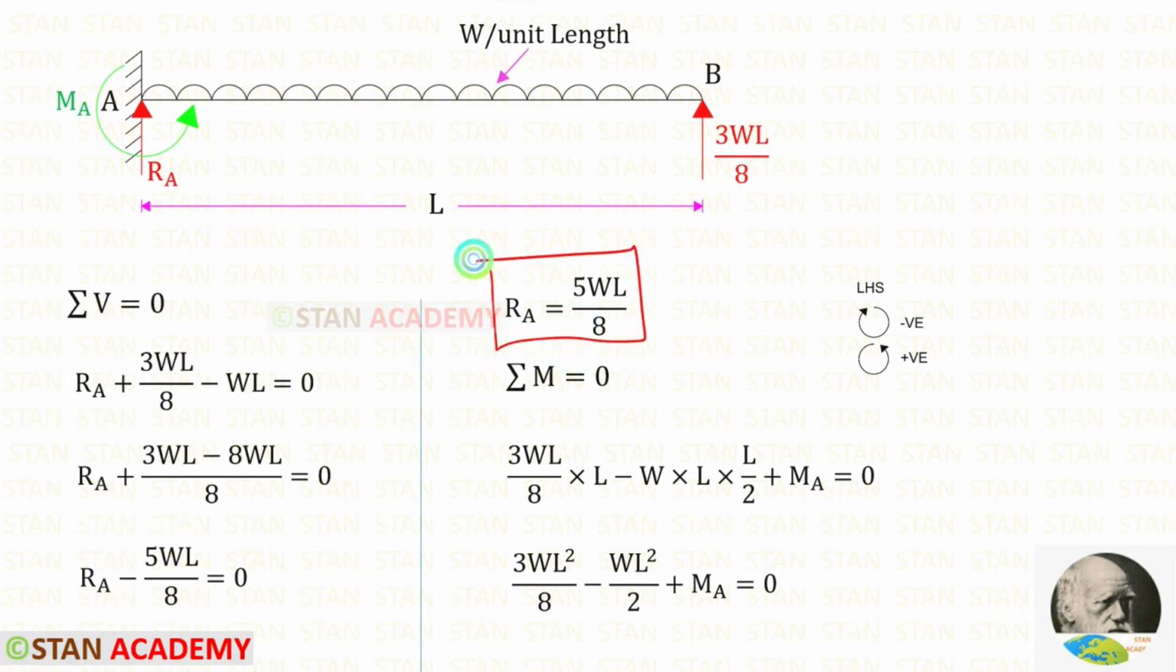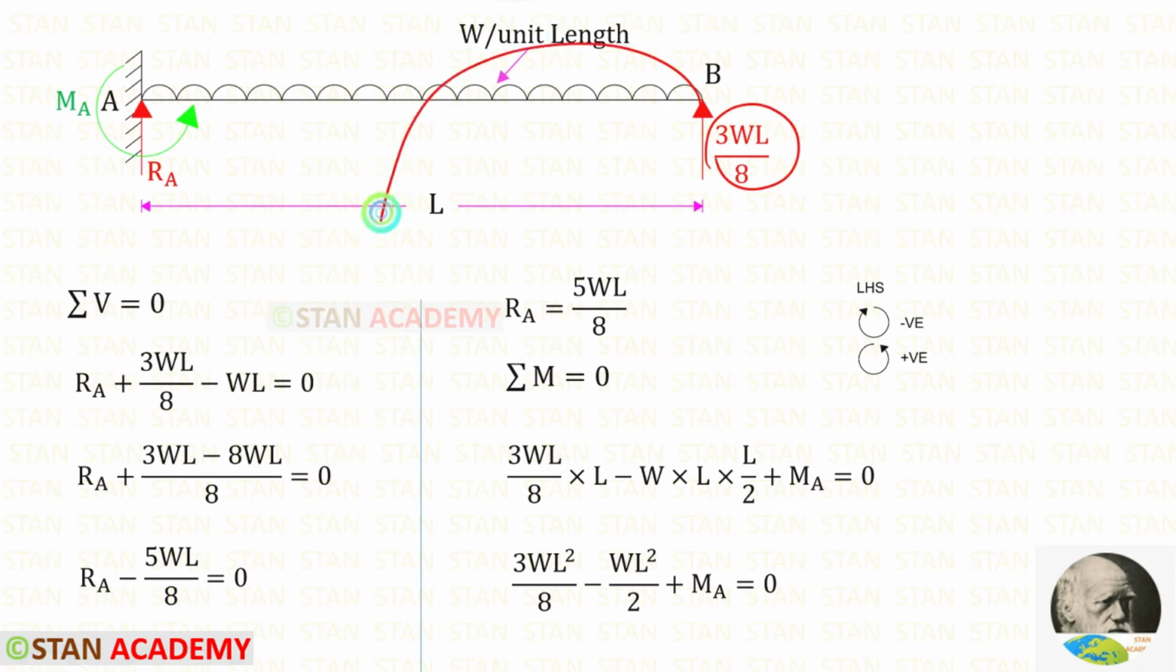So for RA, we have got 5WL upon 8. Now let us apply the rule sigma M is equal to 0 to find MA. I am going to take moment about A from the point B. In this case, I am moving towards the left hand side. Clockwise will be negative and anti-clockwise will be positive.